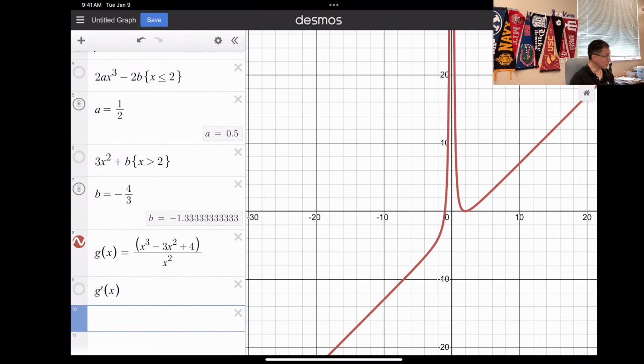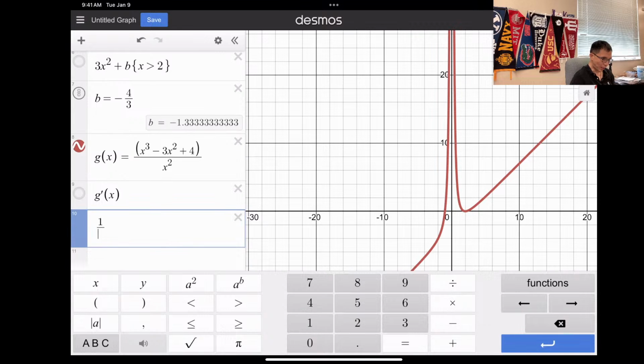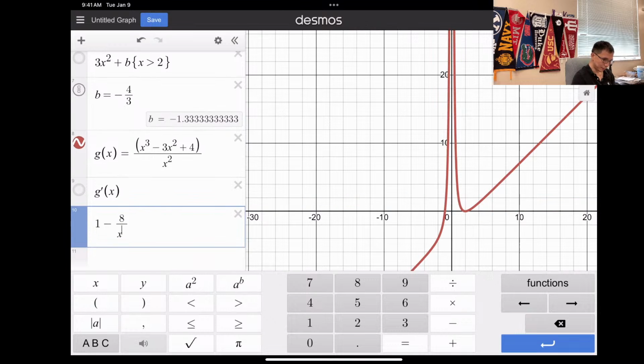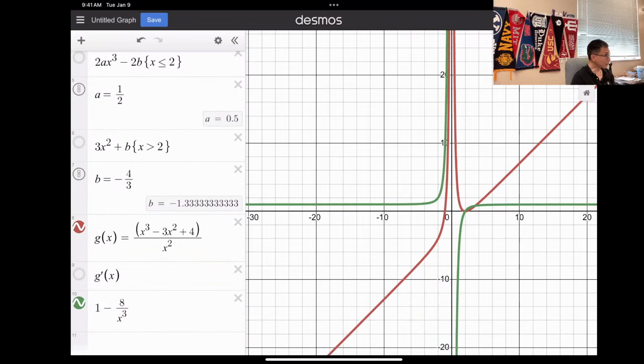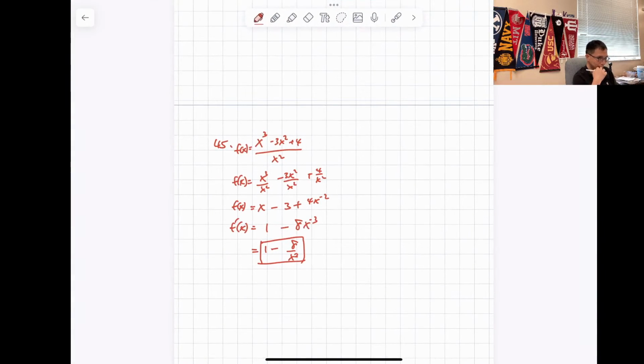Are you following me? And you can plug in 1 divided by, what was it, the derivative? 1 minus 8 over x to the third. And it comes out as the same graph. So this is how you check, right? You check both graphs to see if they match. That way you know whether your answer is correct or wrong. So learn how to double check. Desmos is going to be your best friend here. And make sure you don't mess up those.